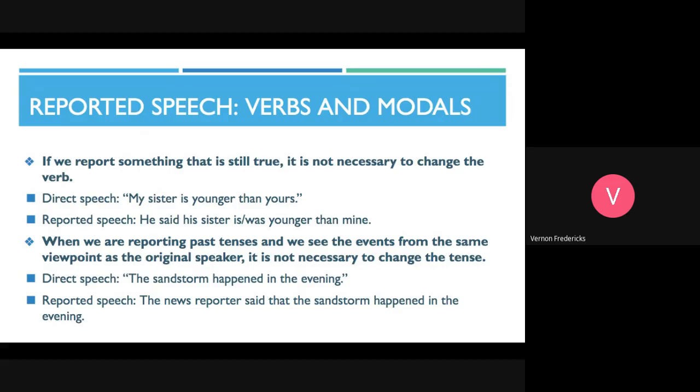So, direct speech: The sandstorm happened in the evening. Reported speech: The news reporter said that the sandstorm happened in the evening. There, the tense doesn't change, because what the reporter said and what I am saying is the same. So both are true.